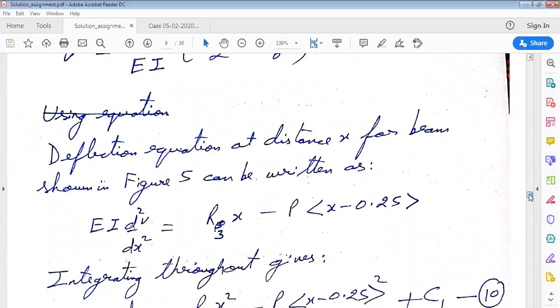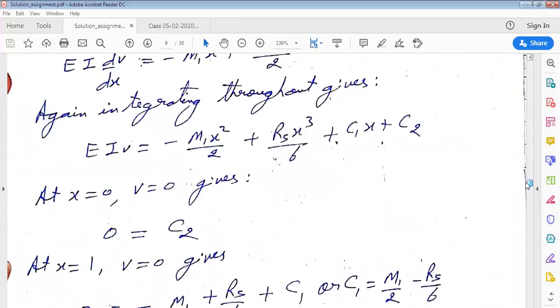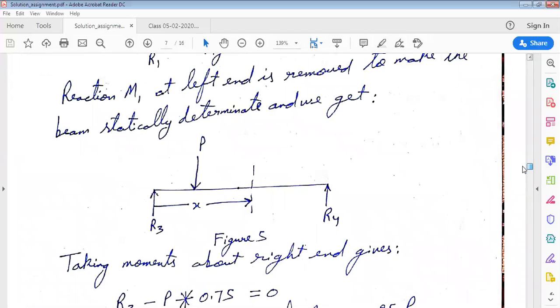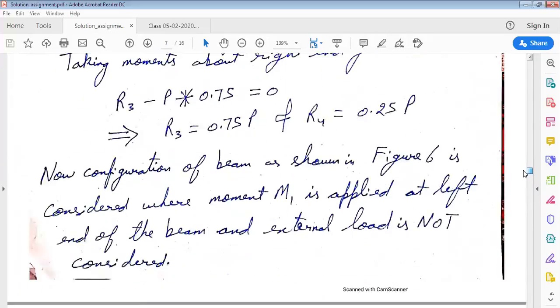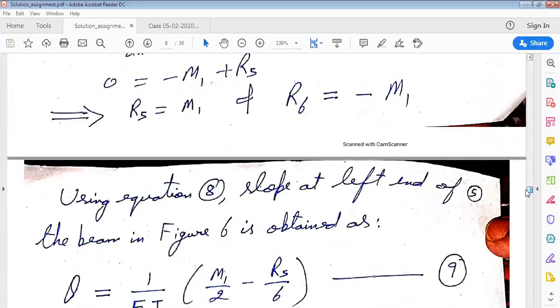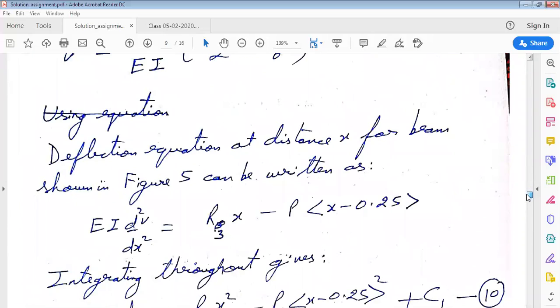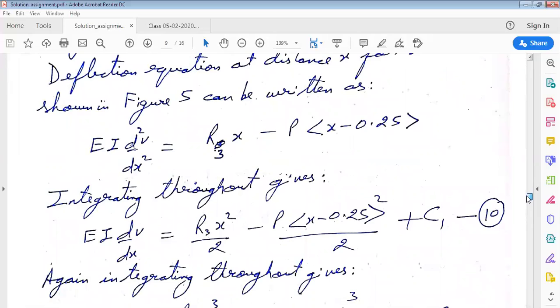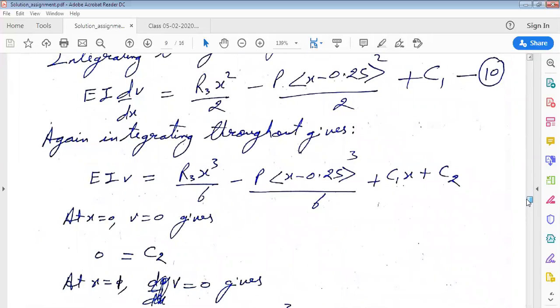Now let us again consider figure 5. This is figure 5. Now here, the deflection equation for a section at distance x from the left end can be written as EI d square v by dx square equal to R3x minus P bracket start x minus 0.25 bracket close. Integrating throughout gives us the expression of slope. Again integrating it gives us the expression of the elastic curve.